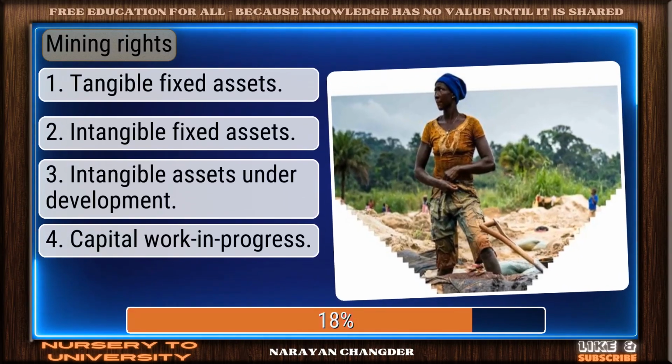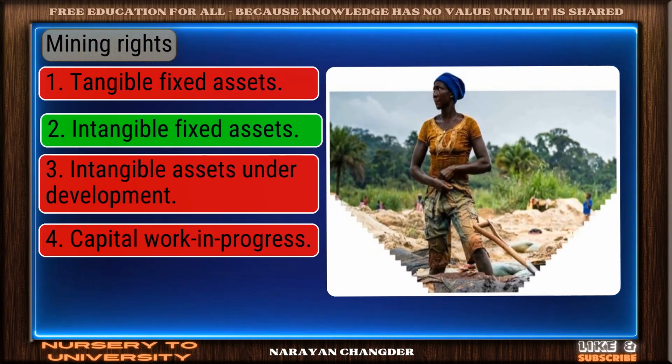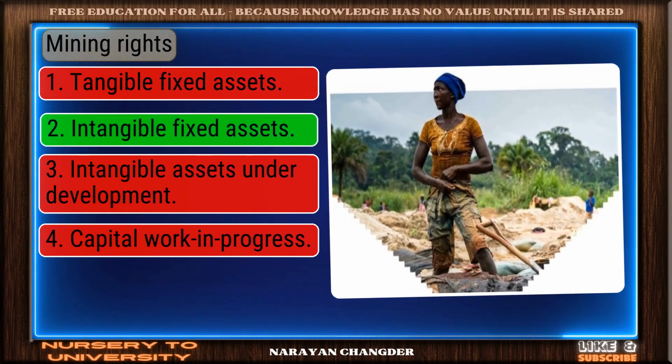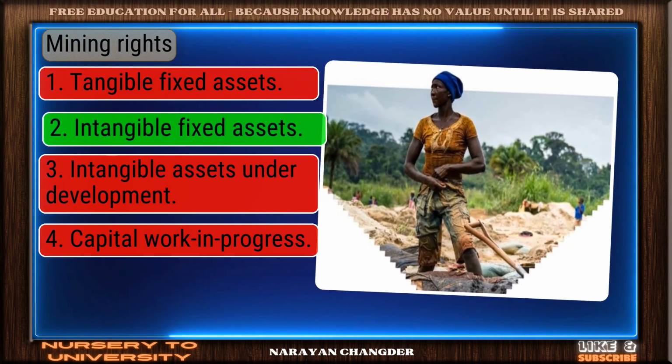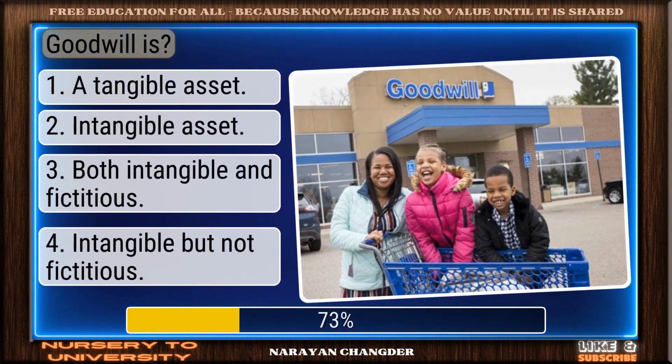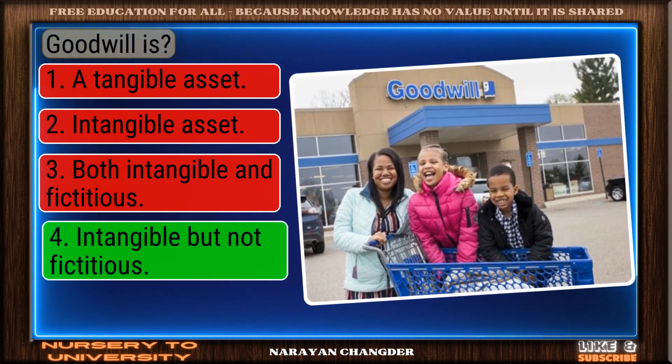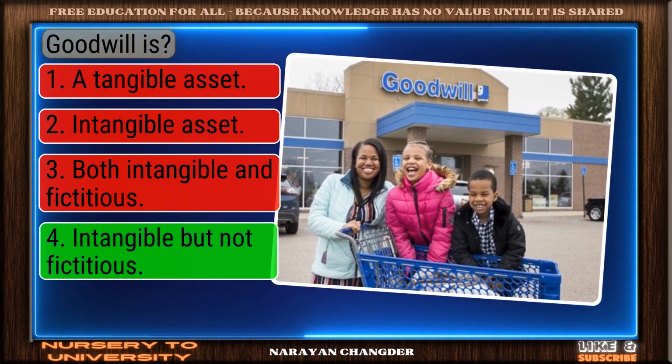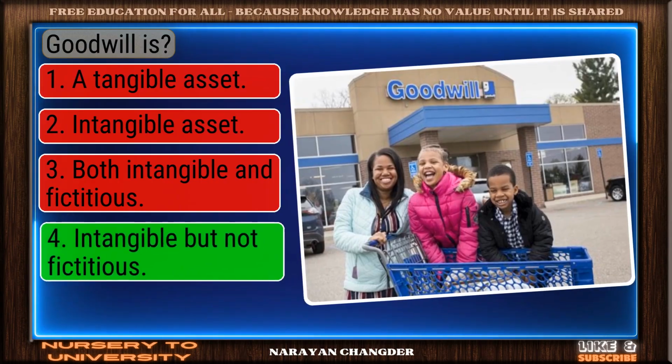Mining rights. Nice work. You chose intangible fixed assets and it is correct. Goodwill is. Well picked. Intangible but not fictitious is the correct answer.